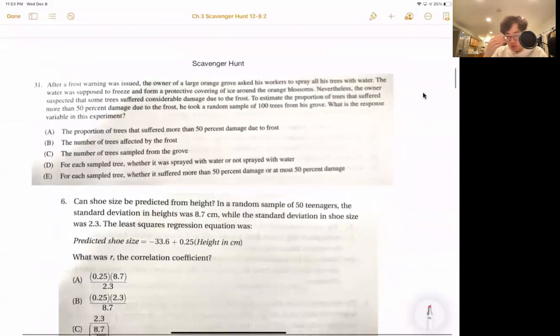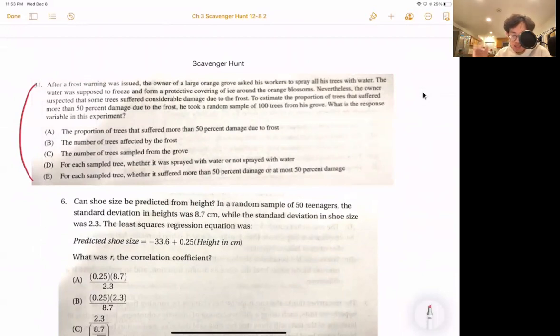All right, I'm not going to go over that too much in detail. Let's move on to number 4. Number 4, yes, this was tough. We are talking about a frost warning, applying water to trees and seeing how this frost impacts the trees. It causes considerable damage due to the frost. To estimate the proportion of trees that suffered more than 50% of the damage due to the frost, he took a random sample of 100 trees from his grove.